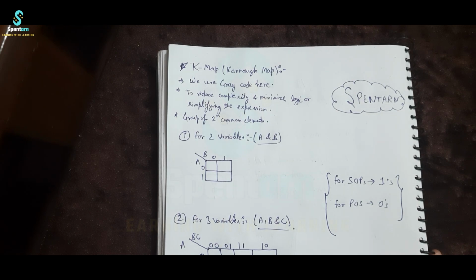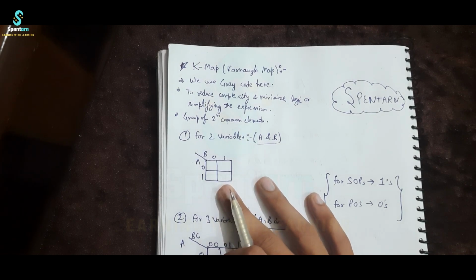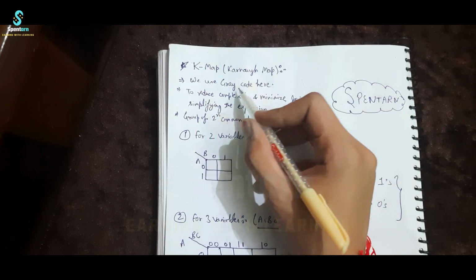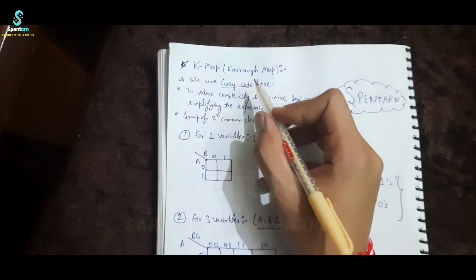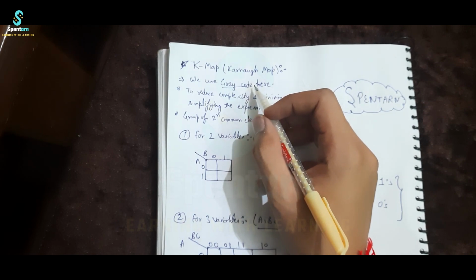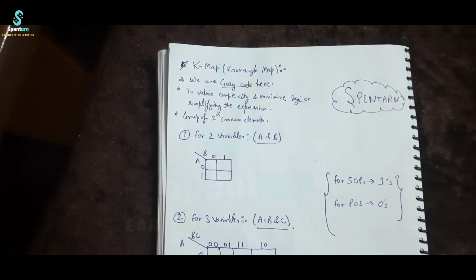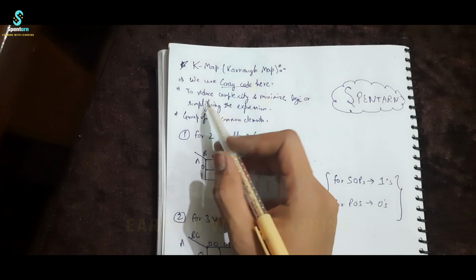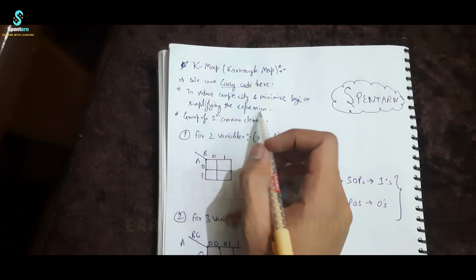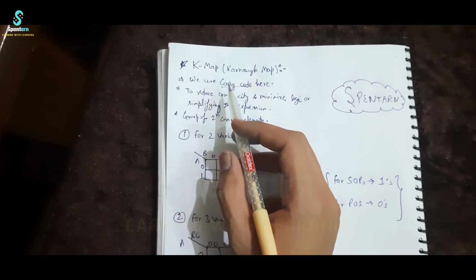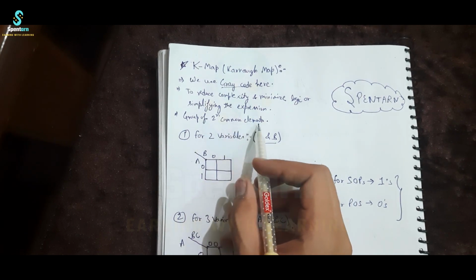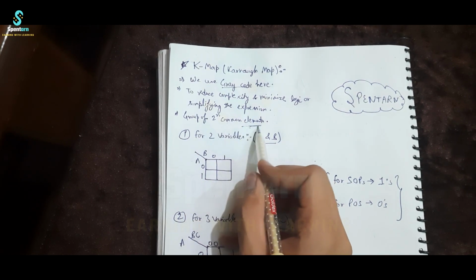Here we do not have to reduce our equations directly. We will be using only the K-map to reduce the equation. We do not have to use any kind of theorem, right? So first of all, you should know how we can convert binary into gray code, because we will be using the gray code here. I have earlier told you in the first video how we can do the conversion. So gray code is compulsory to know. To reduce the complexity and minimize logic or simplify the expression, we use the K-map, as I have earlier told you. Then group of 2 and common elements. I will let you know what this is.